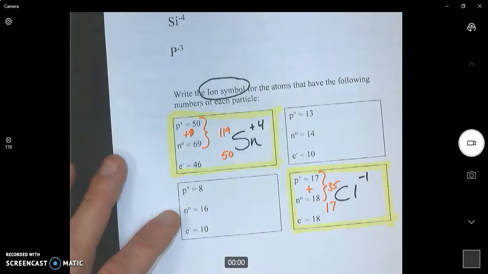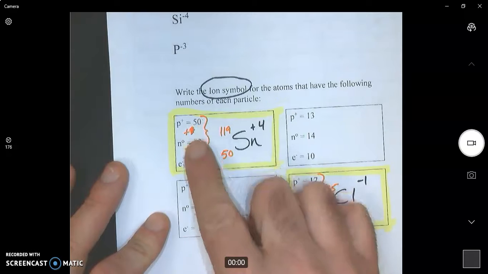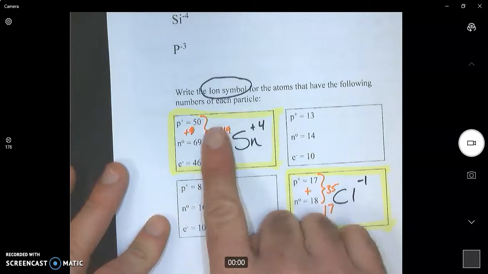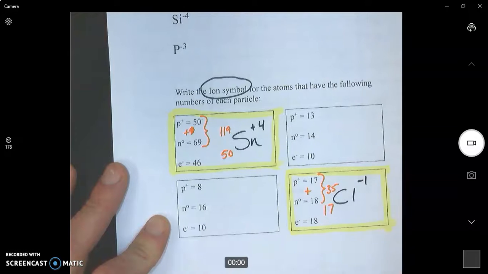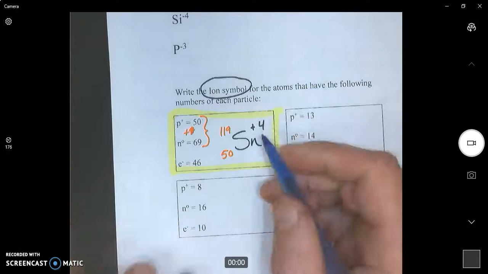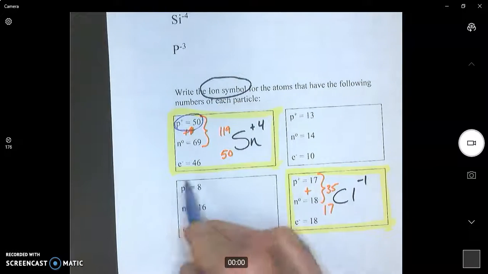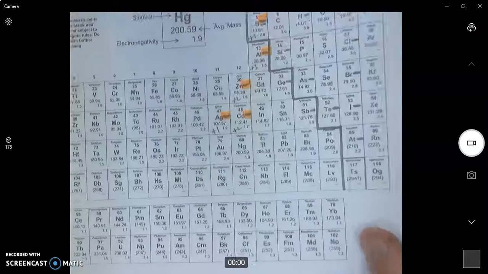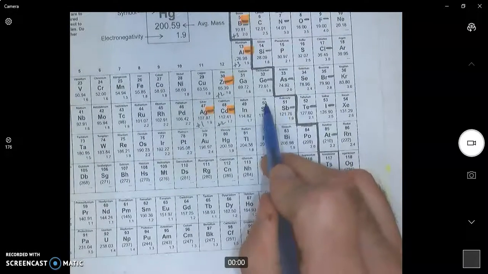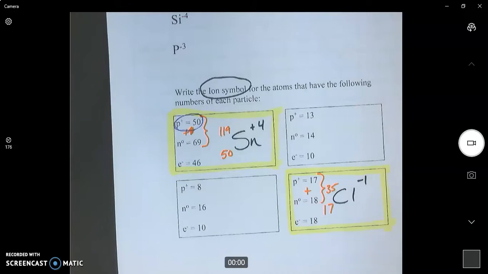Now, here's the other thing I want you to be able to do. I want you to be able to go from the numbers of particles to the ion symbol and or the nuclear symbol. So how do we know that this one's tin? Well, the number of protons identifies what the element is. So if we know protons are 50, we know the atomic number is 50. We can look up 50 on the table. Right here, 50 is tin with Sn as its symbol. So we put down Sn.